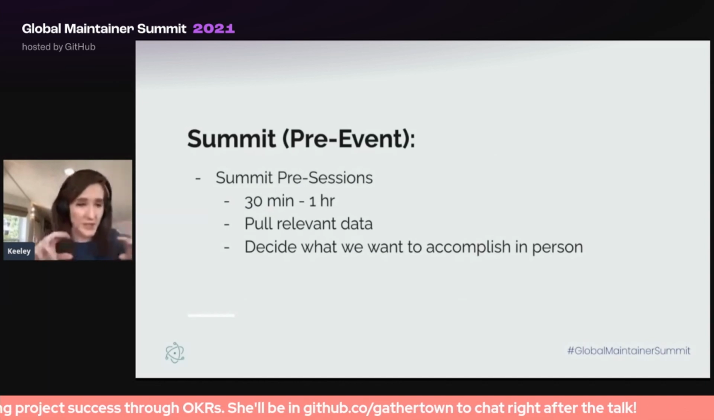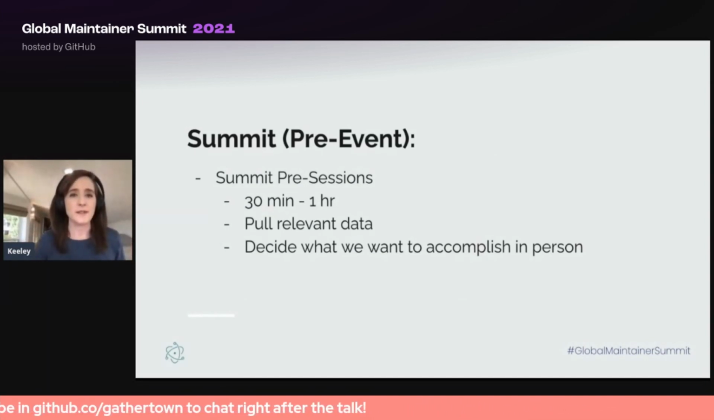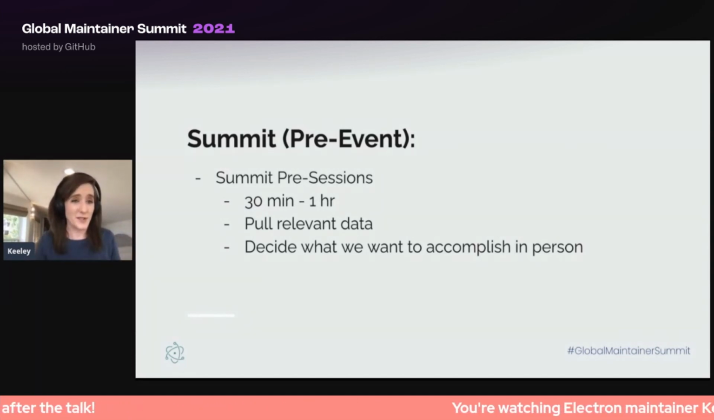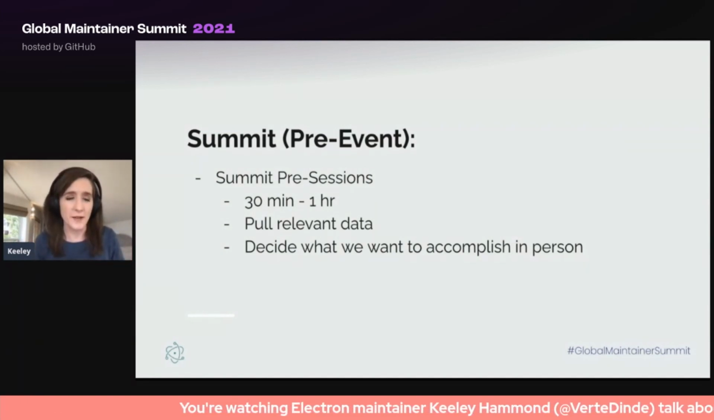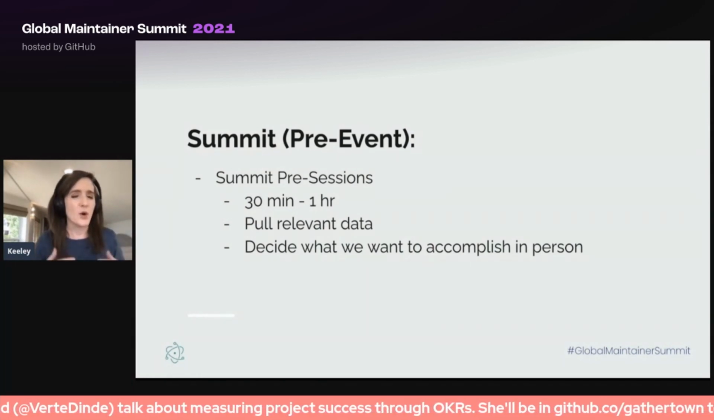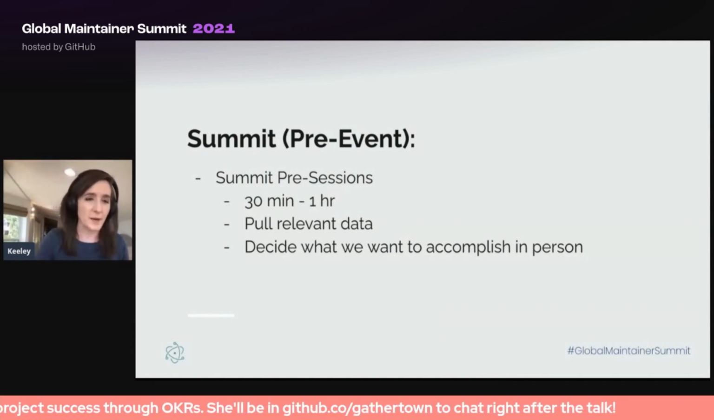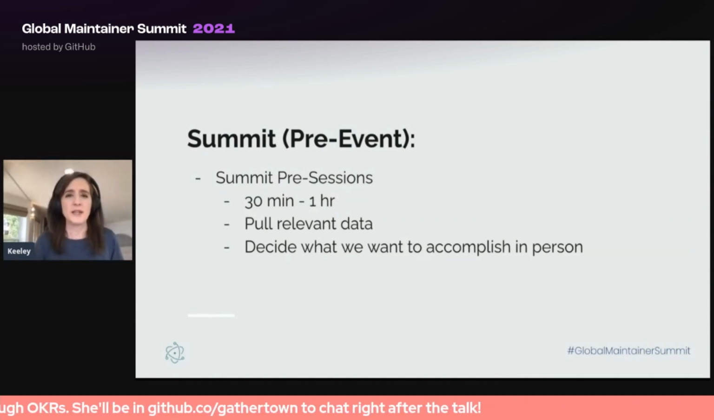All right, so we've identified topics, we've gotten schedules from everyone, fantastic. What we do next is organize pre-sessions. As I said, we usually have a lot of ground to cover and only 1 week to do it in. So we want to maximize that time as much as possible. These pre-sessions are typically 30 minutes to an hour. If there's any data that we want to have at Summit, we can use these sessions to talk about, oh, let's pull a query for this or let's look at that before we all meet together. And we can decide what we think is the most important to accomplish in person.